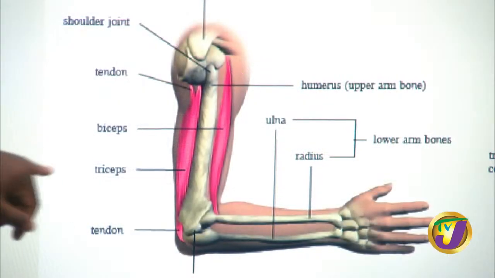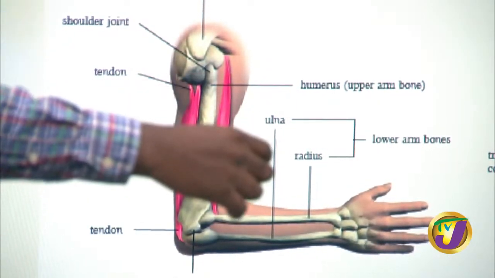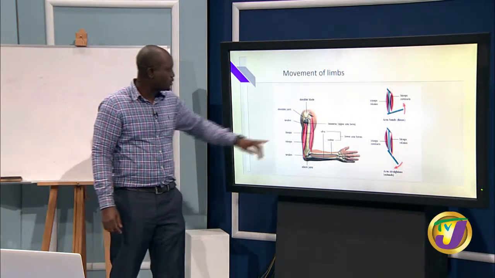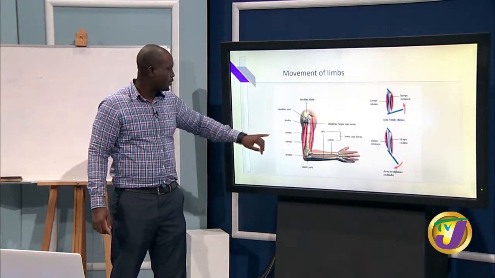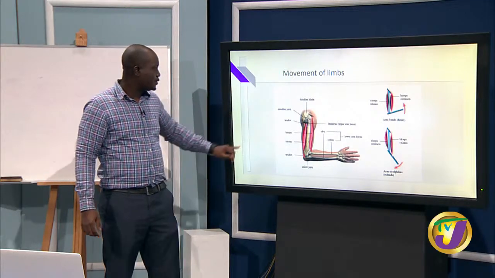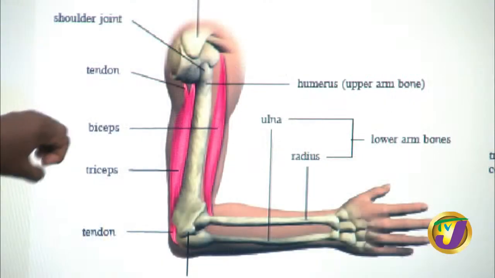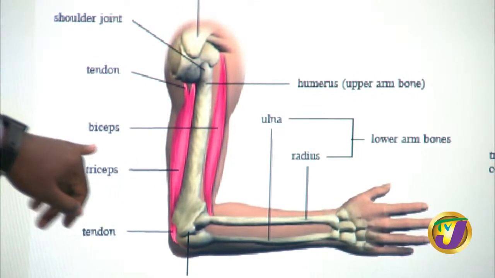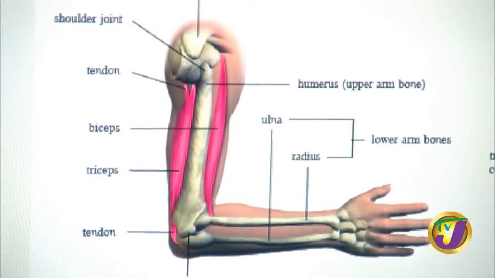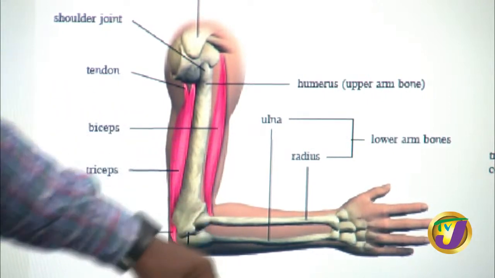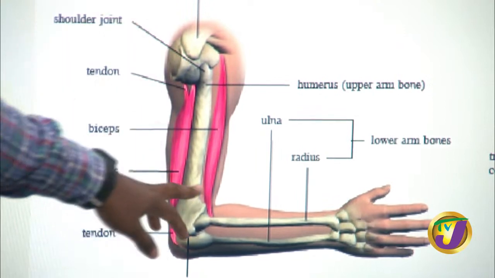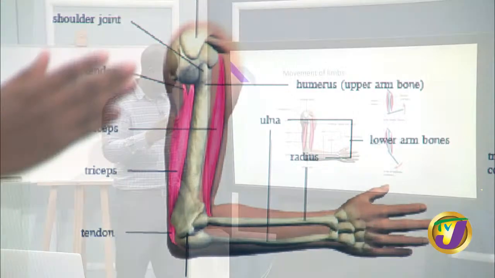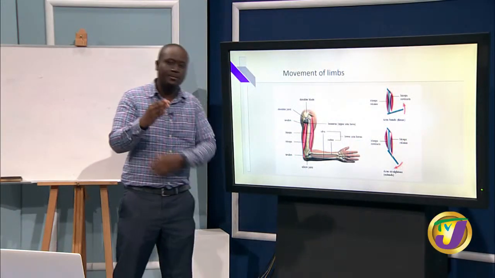At the same time, your tricep, which is found at the back of your humerus, is now going to relax. So when one muscle contracts, the other one will relax. So the bicep would be your agonist, or your contracted muscle, and the tricep now will be your antagonist, which is the muscle that is doing the opposite to the bicep. So the bicep contracts, pulls on the ulna and the radius, and the arm comes up and your tricep relaxes.